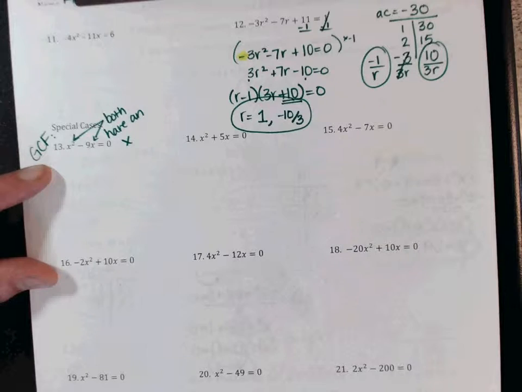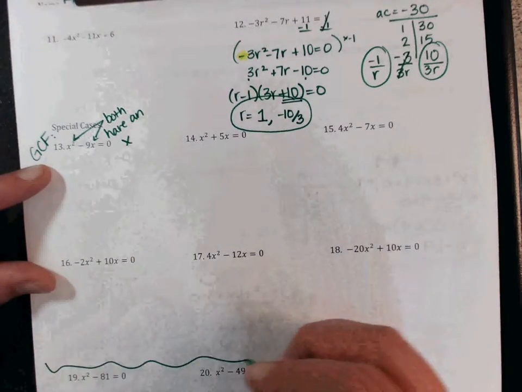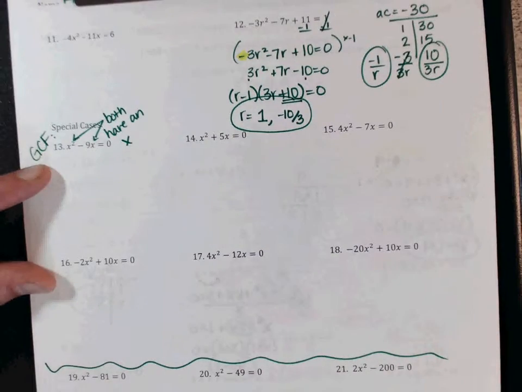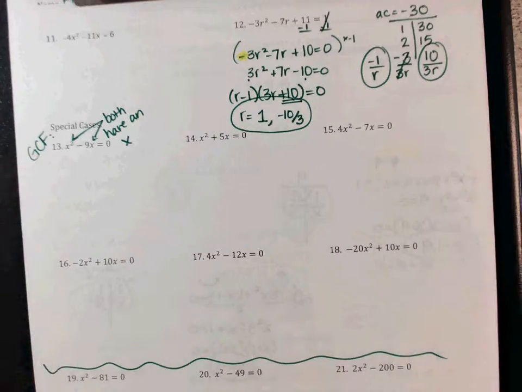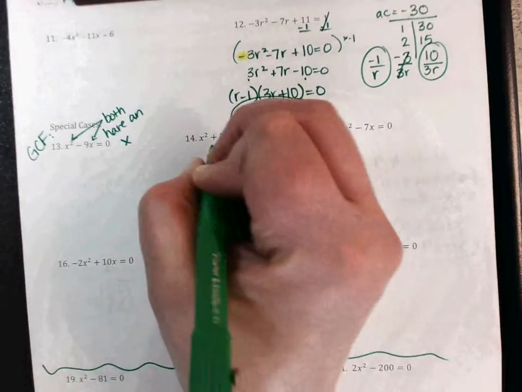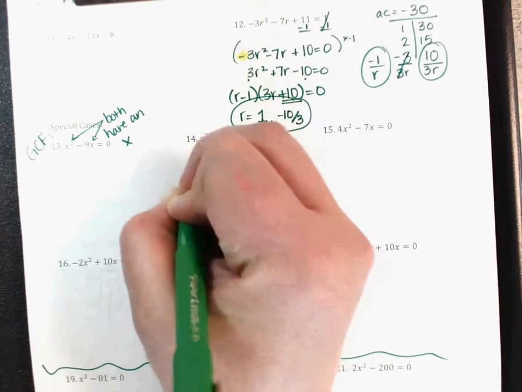So we're going to do number 14, but everything in this section is going to be the same until 19. So these are all GCF in this section. Okay, look at number 14. What did we say they both have? So I'm going to divide by X, and I'm going to put X in the front.